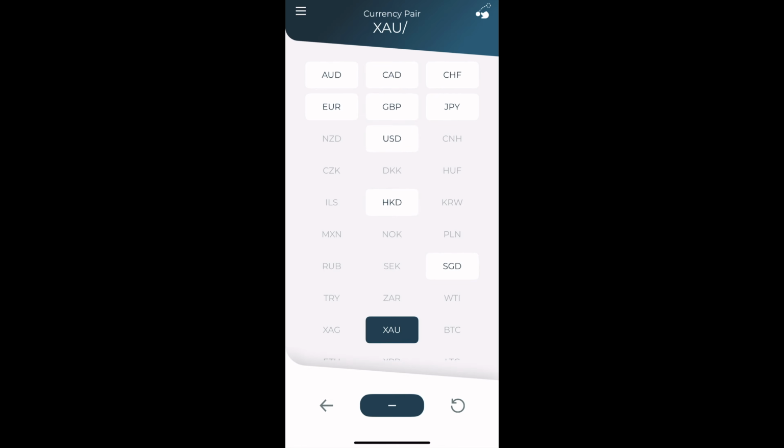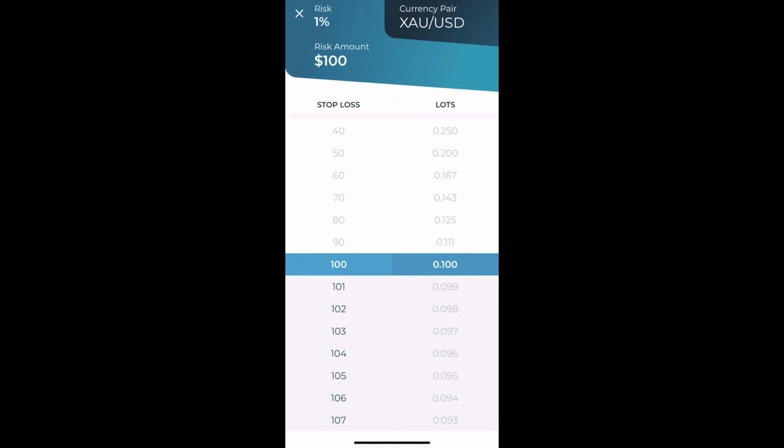And we want to go ahead and enter our currency pair. In this instance being gold, which is XAU crossed with US dollar. We're going to click calculate and it will give us the recommended lot size for us to risk 1% on this entire trade. It is recommending us to risk a 0.1 lot.